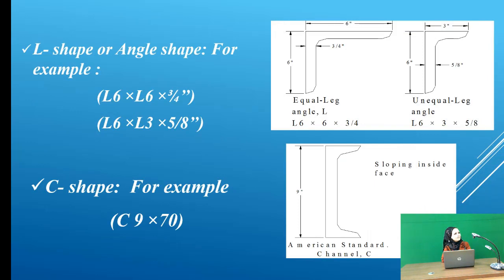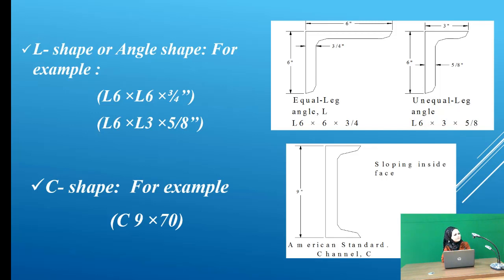But for the L shape or angle shape, we find L6x6x3/4. The first two numbers represent the leg length. The third number represents the thickness of the section. As we mentioned before, we have two types of angles, equal leg and unequal leg. In an unequal leg angle, the first number represents the length of the longer leg, while the second represents the length of the shorter leg, and the third is the thickness.